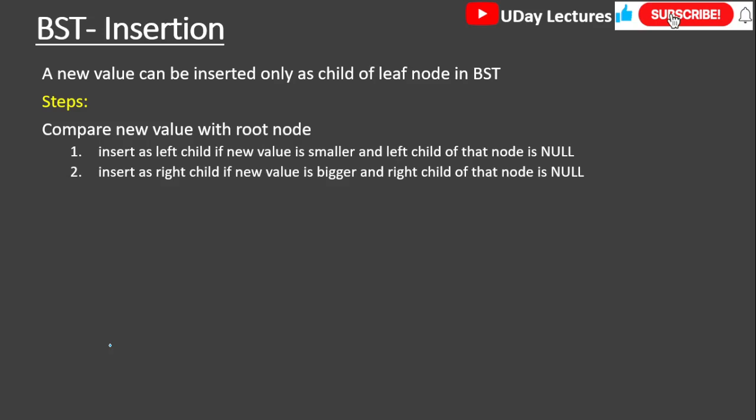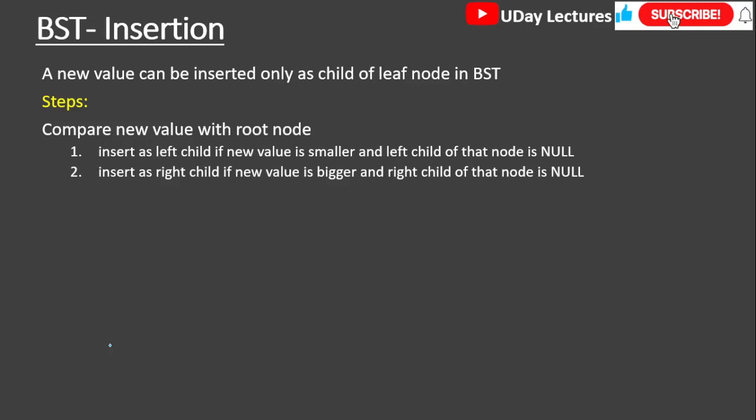In case the new value is bigger than the root node, then we will see if the root node is having any right child. If it is not having any right child, we can insert the new value as right child of root node. And if it has a right child, then we make comparisons of our new value with the right child of root node. Again, if the value is smaller than the right child of root node, we will see if the right child is having a left child. If it is bigger, then we will see if it is having any right child or not. We can insert a new value only at the null position. So this is one simple rule which must be followed.